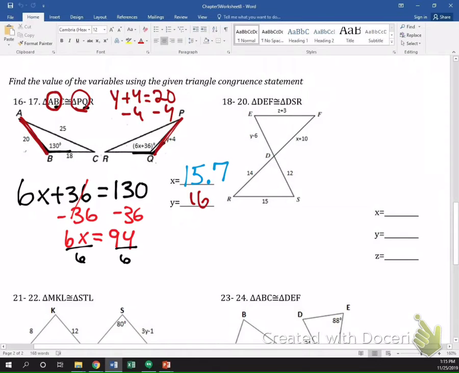Shh, guys, quiet. Okay, DF, so first and third. DR is the first and the third. So x plus 10 equals 14. So x should be 4. For the y is DE, so it matches with DS. So, yeah, that'll be 18. And then 12. Questions on that one?